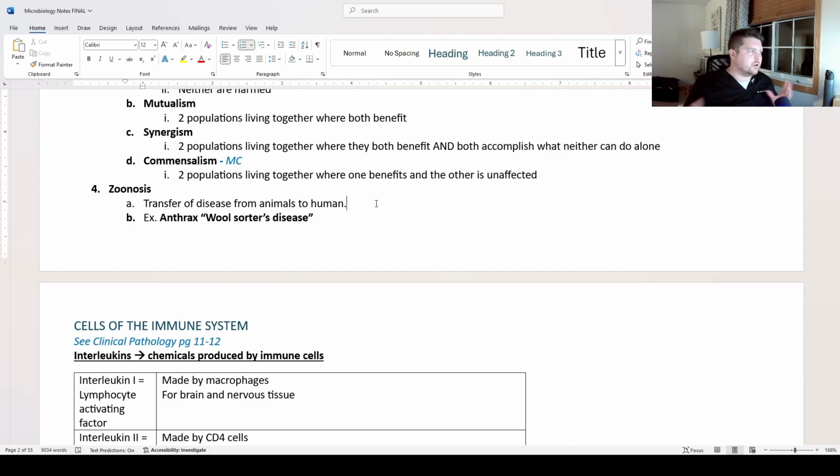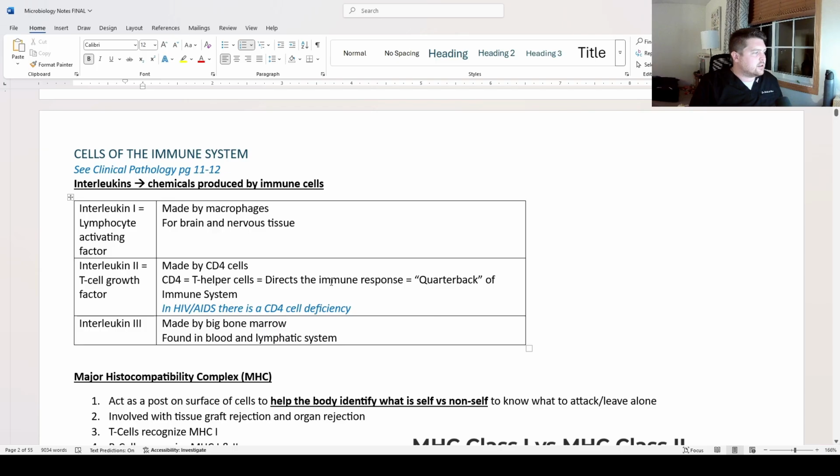So zoonosis, I expect something along those lines. The definition or comparing it to specific diseases is going to be a little bit more frequent in these next couple of exams, just because we're a little bit past the whole COVID era situation. All right, cells of the immune system we will cover in the next one.